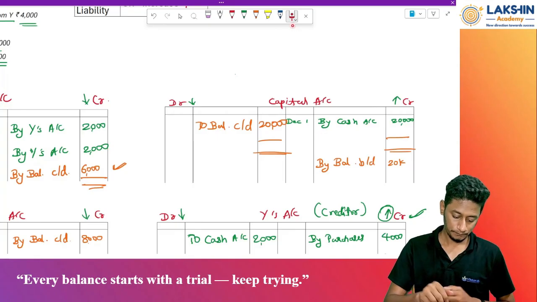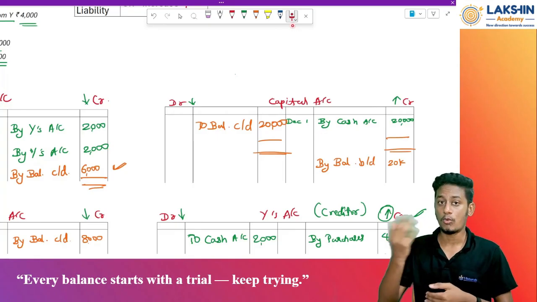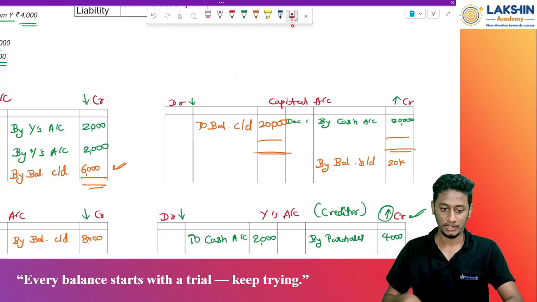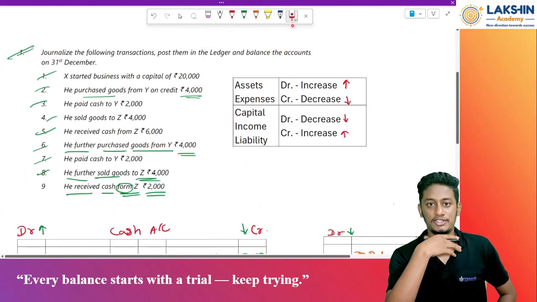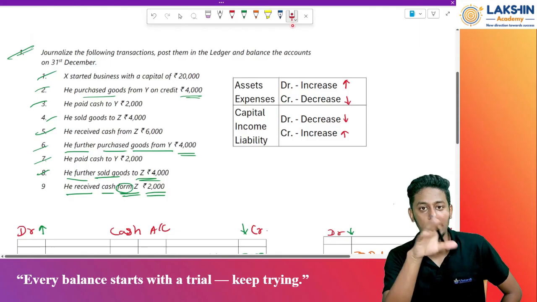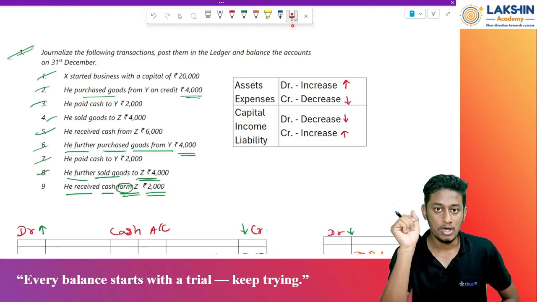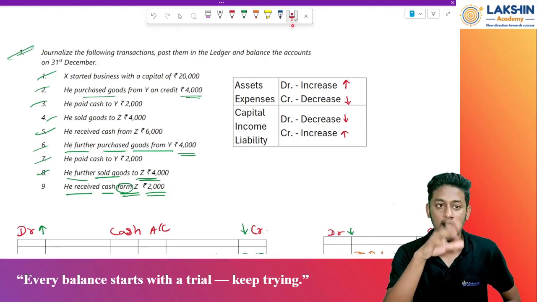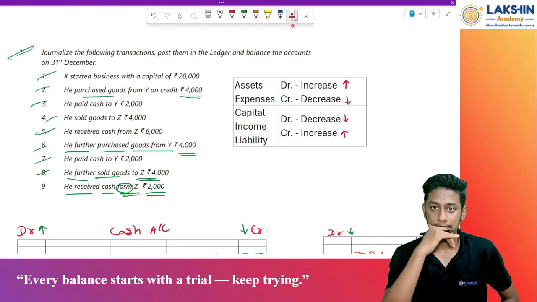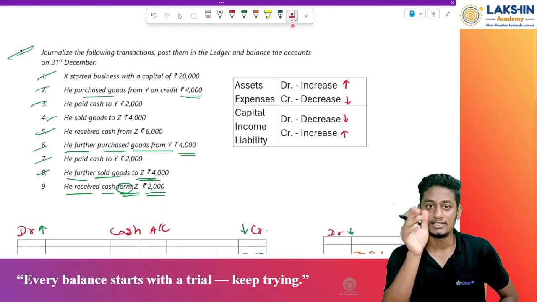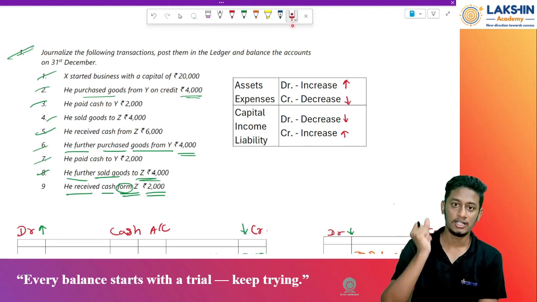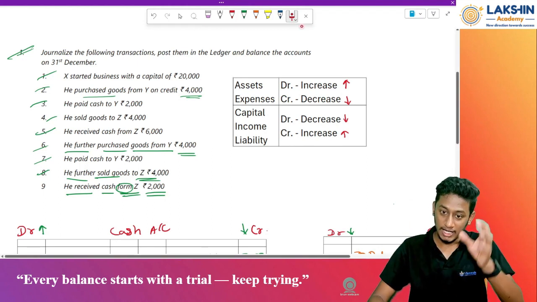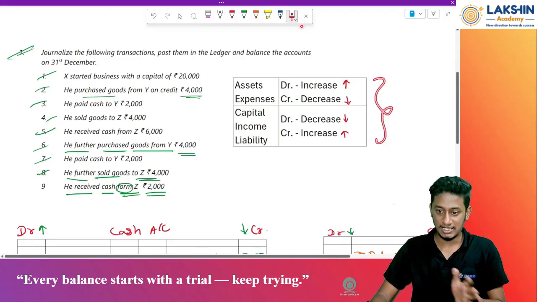Now let us see what is called what. If I ask you, what kind of balance does the cash account have? Is it debit or is it credit? Now how do we find out quickly? Again, come back to the same thing.